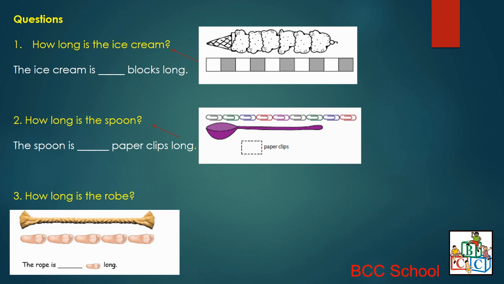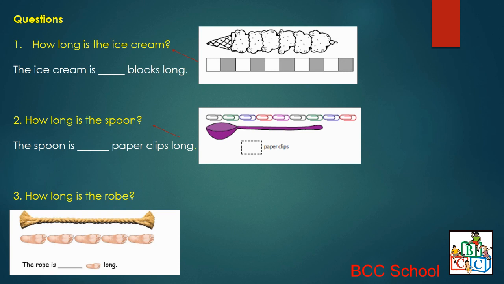Okay? So I think it's very easy. All you have to do is to count from the beginning to the end of the spoon. Where does the spoon stop and start? So you have to count only that part and tell me how many paper clips long it is. Good?